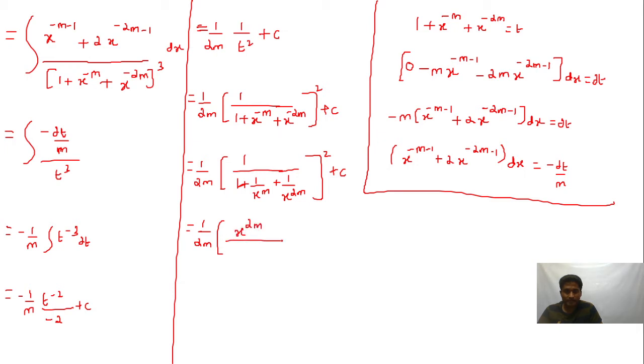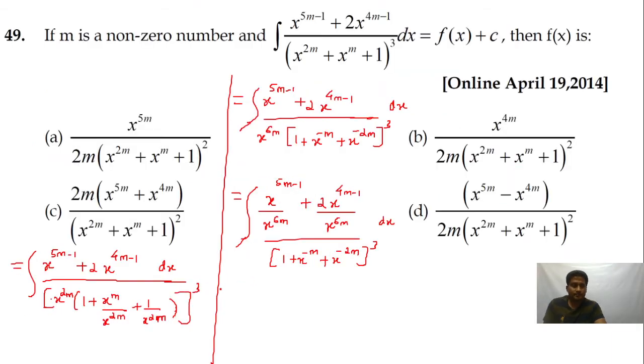This is x to the power of m divided by, if I take LCM as x to the power of 2m, this is x to the power of 2m. This can be written as 1 plus x to the power of 2m plus x to the power of m plus 1, the whole square, and plus c. So this is 1 by 2m.